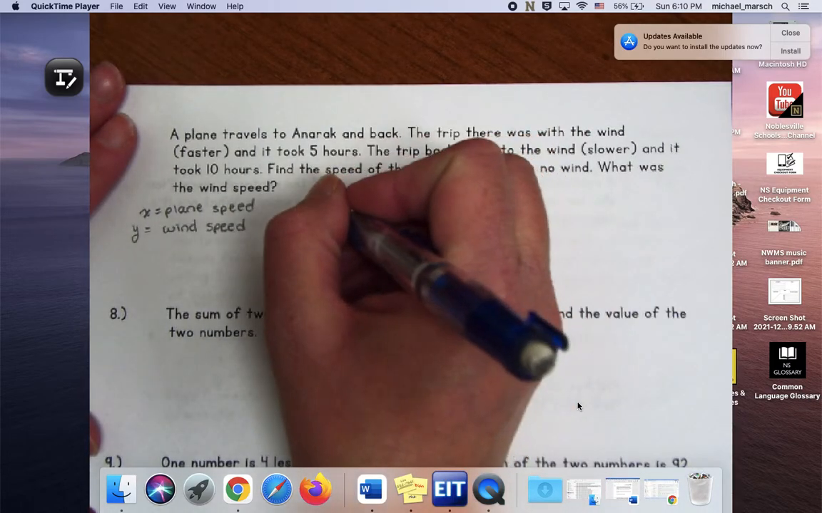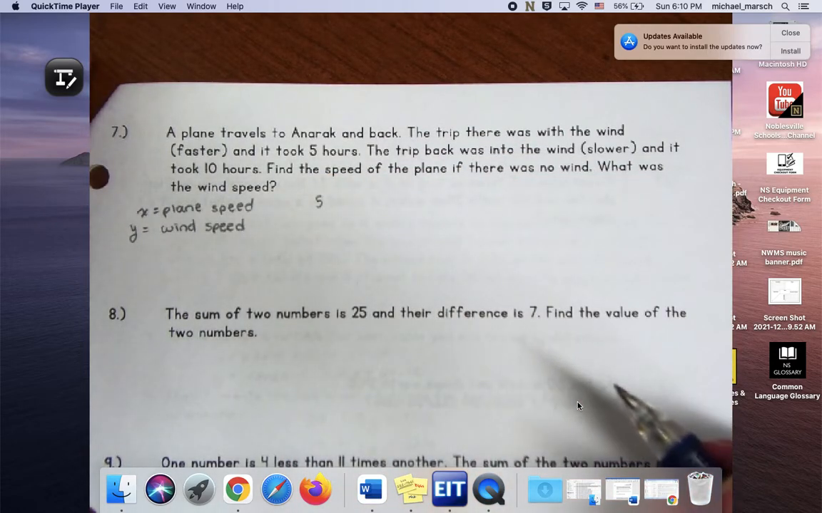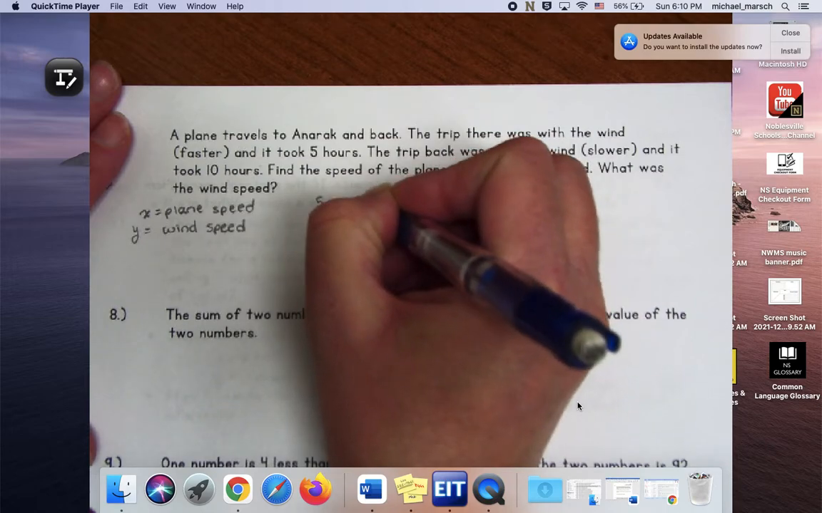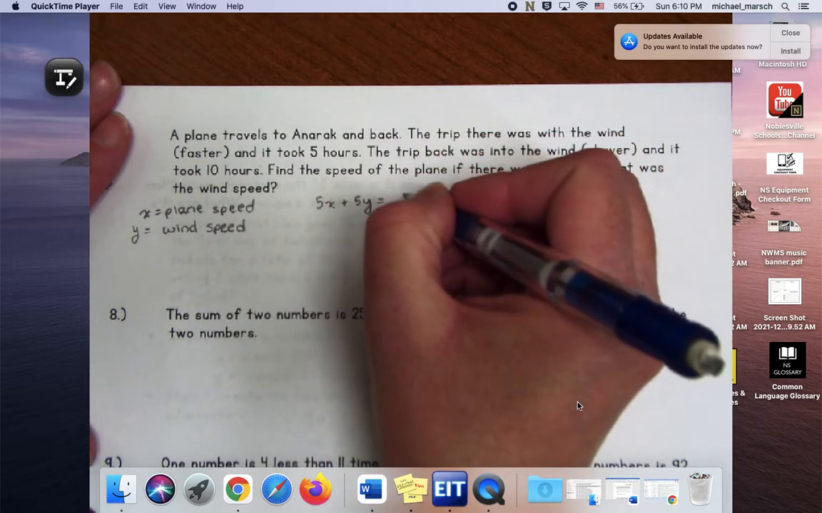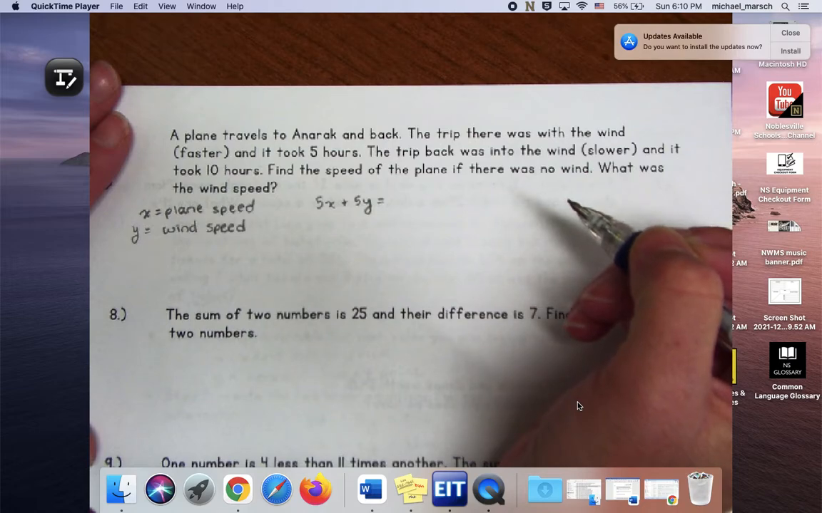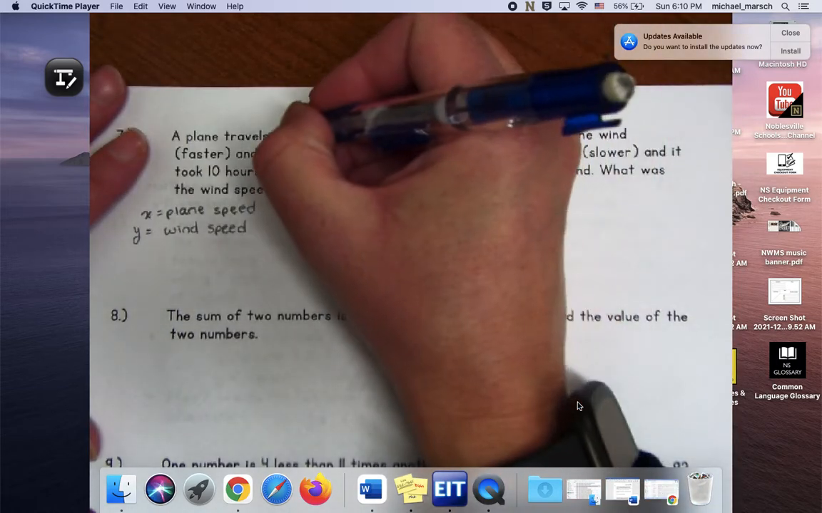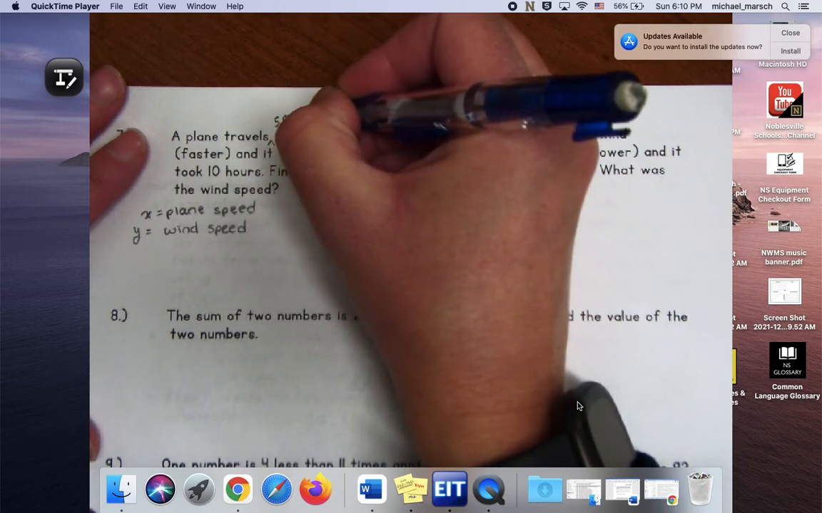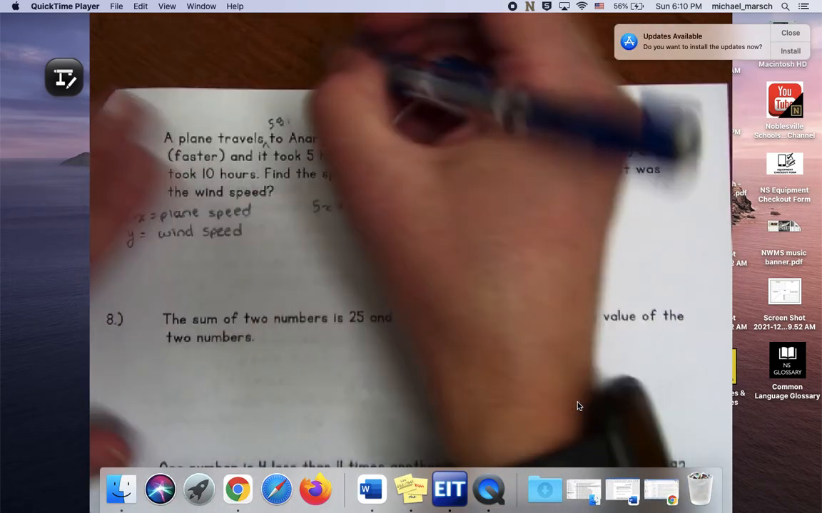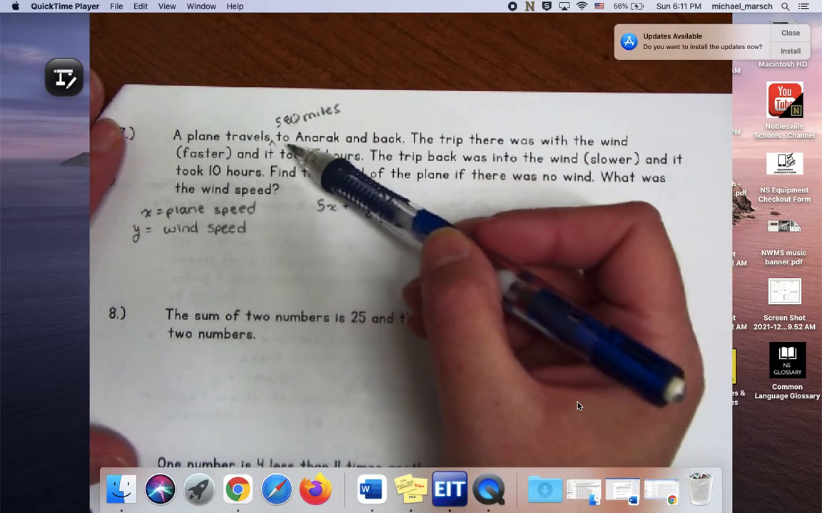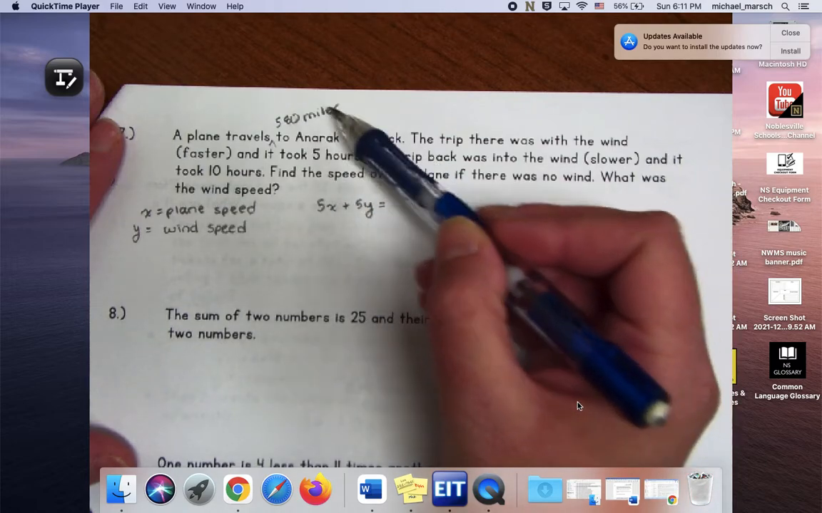So let's pretend that they had the same speed going there and back. So let's say 5x plus 5y, and that took 500, and they went, did I not put how far they went? Oh my gosh, travels 580 miles. That would have been nice to type in there. I retyped all of this just now because I wanted it all in one document. So a plane travels 580 miles to Anorak and back. So that's the round trip.